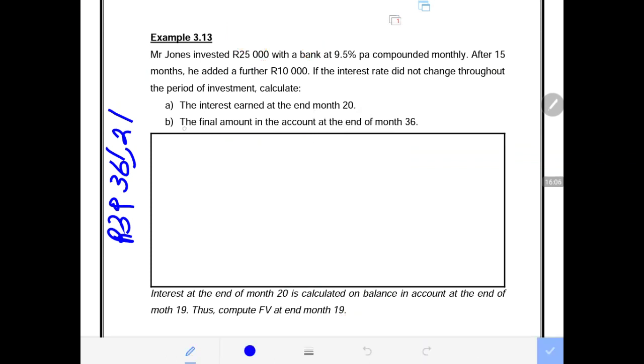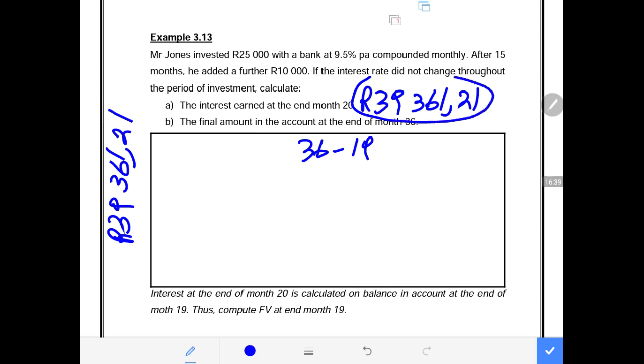So now we are required to calculate the final amount in the account at the end of month 36. Remember, we already know that the 39,361.21 is at the end of month 19. So now we need to start in month 20 up to month 36. That means we have to say 36 minus 19. Remember, we don't need the 19th month because this is the balance at the end of month 19. So we want to start in month 20.